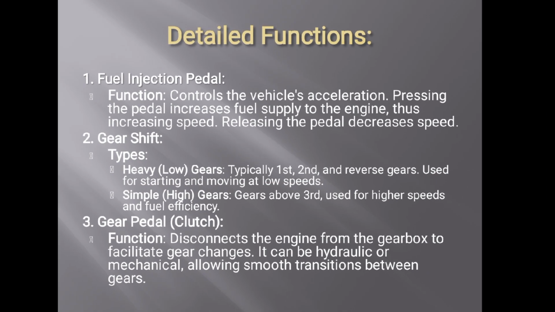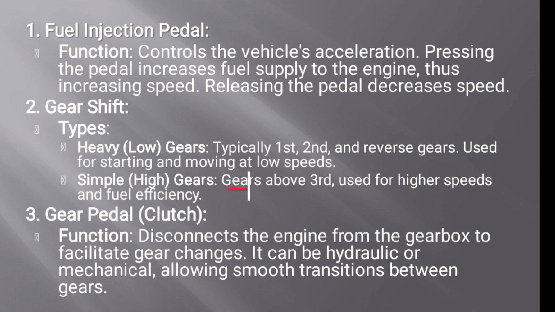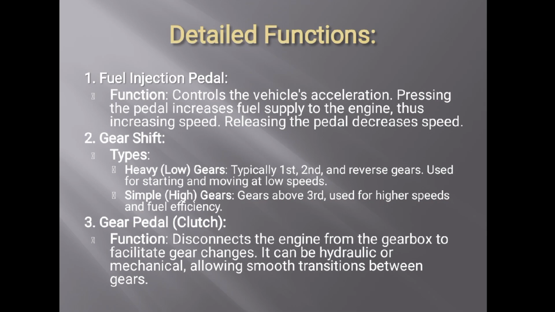For manual transmission, before starting the car, make sure the gear position is on the first gear, and we already talked about what position to start the automatic gear in the previous chapter. The second category is simple or high gear. These are above third, used for higher speeds and fuel efficiency. It can extend up to 5 or 6 gears based on the car's model, and we can use it on the straight road to speed up our vehicle.